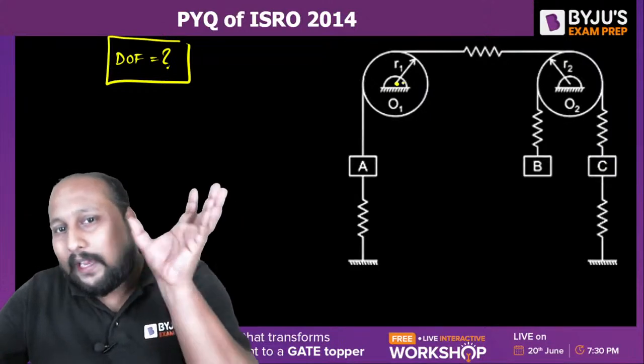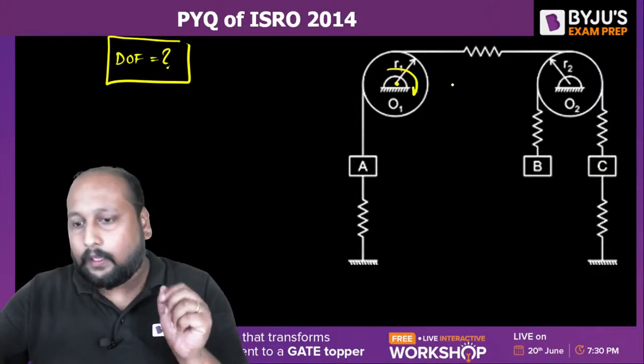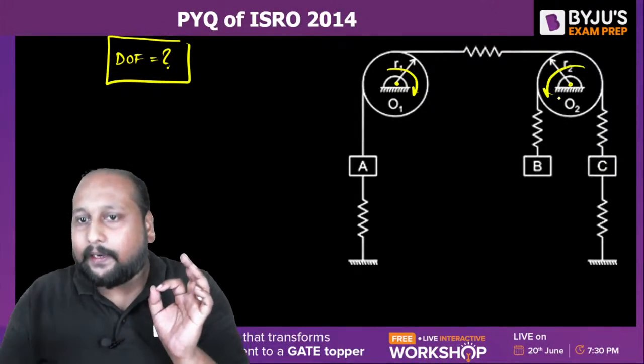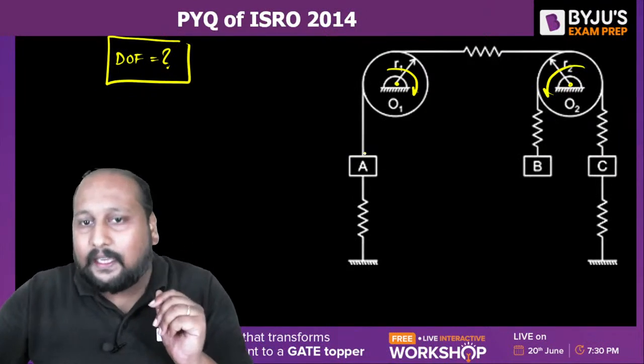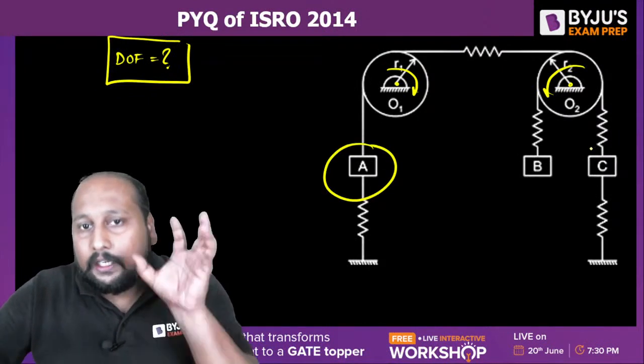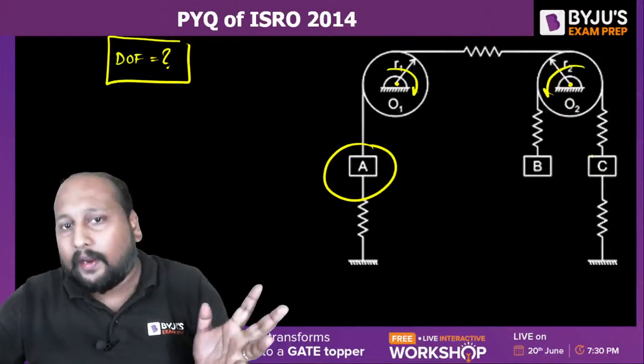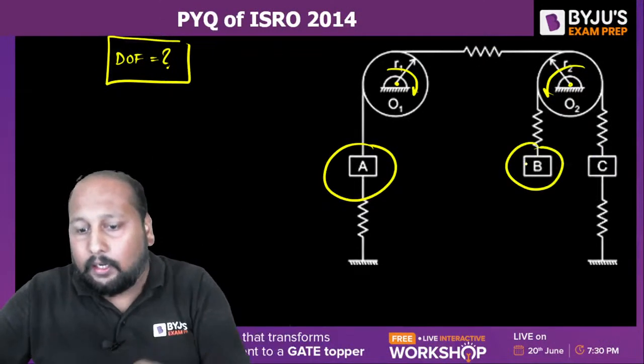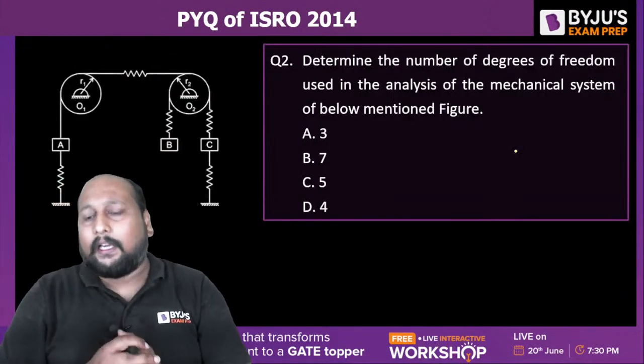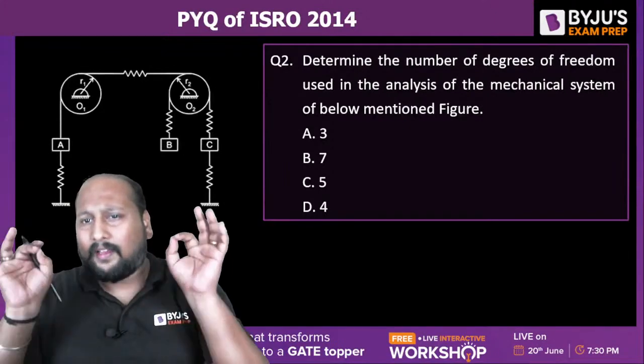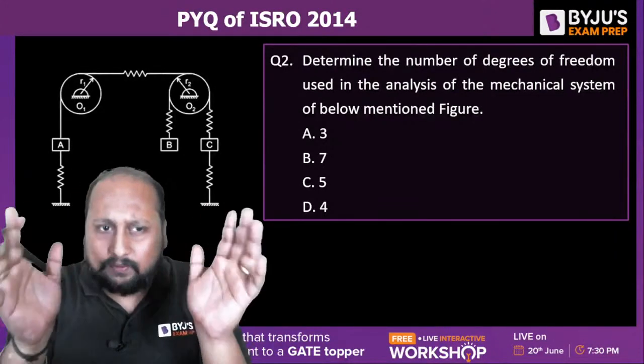So tell me one thing. This roller, you can rotate independently. This roller also you can rotate independently, right? Okay, if I say this A and C are connected, if you try to move C, A will automatically move. B is independent. So quickly tell me, what is the degree of freedom? Very simple question. You analyze with a simple concept.